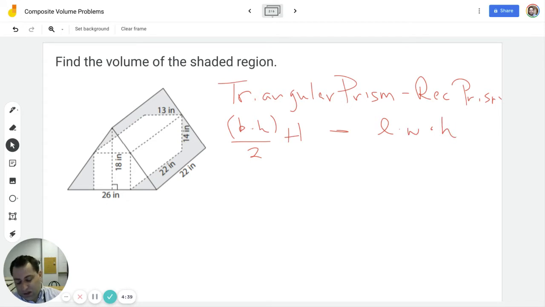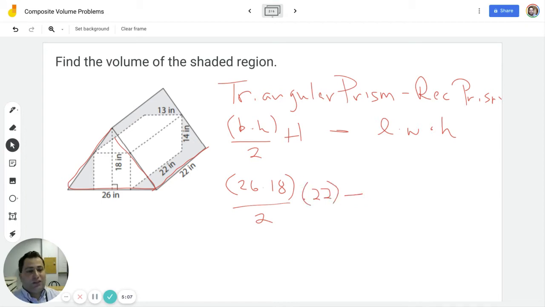Now we can plug some numbers in here. So I'm looking at this triangle right here, and I can see that the base times height divided by 2 is going to be 26 times 18. And my big height, the height of the prism, is going to be 22. Minus length times width times height. So if I look in here, I can see that I have 22, 14, and 13.